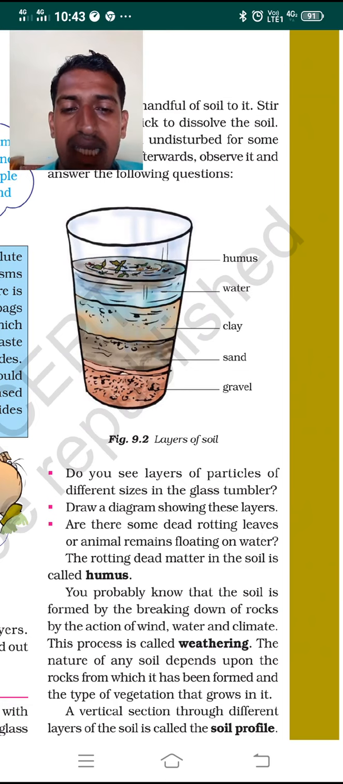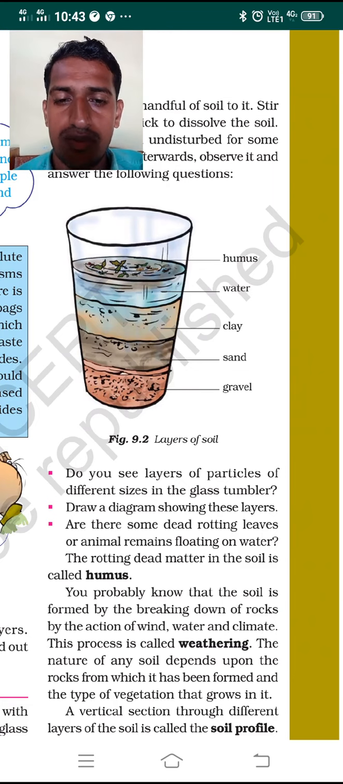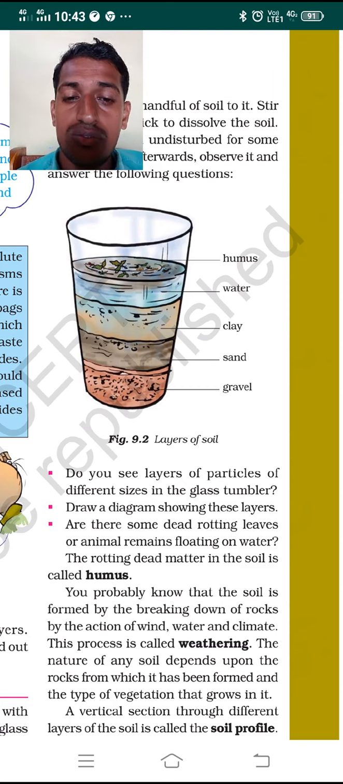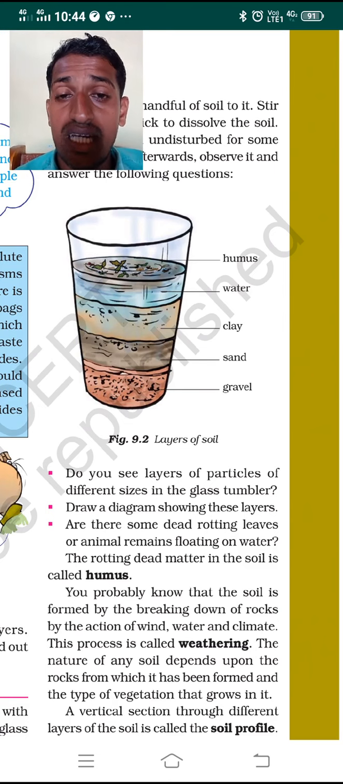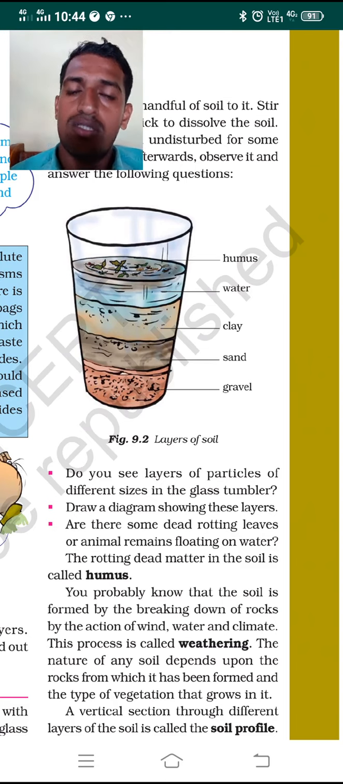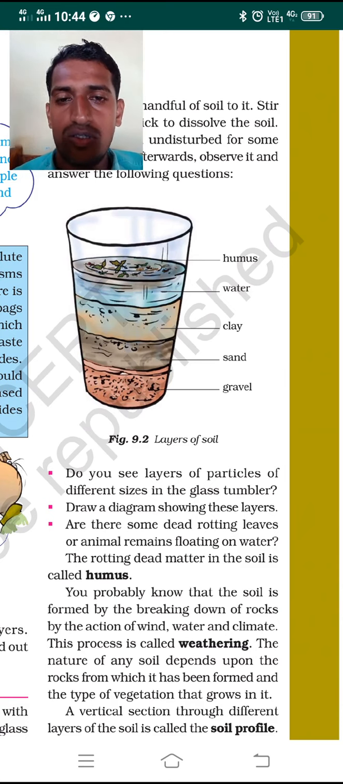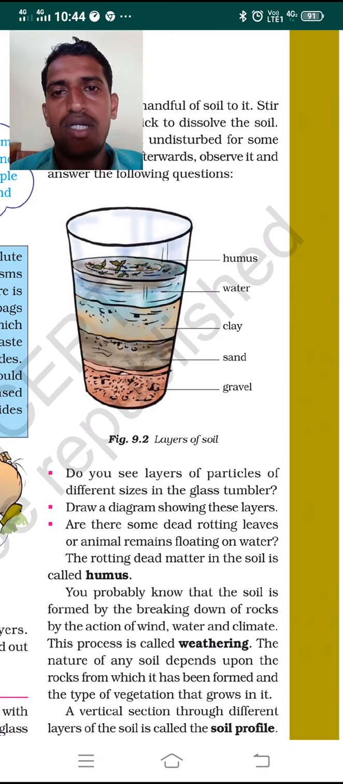Do you see any layers of particles of different size in the glass tumbler? Yes, you will see layers of particles of different sizes in the glass tumbler. Draw a diagram showing these layers. You can do it. Are there any dead rotting leaves on the top layer of the soil? Yes, of course. Dear students, I hope you have understood this concept, and let me continue the remaining part of this activity in tomorrow's class. Thank you and have a nice day.